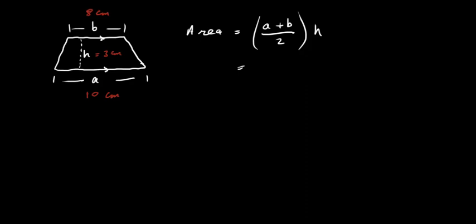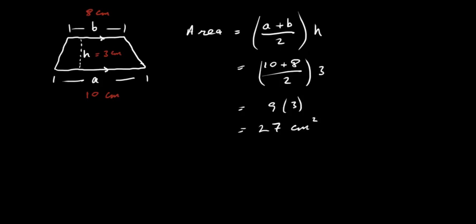So just stick those numbers into our formula here. We've got 10 plus 8 divided by 2. And then we want to multiply all that by 3. So that would just be 18 divided by 2, which is 9. We want to multiply that by 3. So 3 9s, 27 centimeters squared. So that would be the area of this trapezium here. The perimeter, again, you just walk around the edges. So it's going to be 10 centimeters plus whatever this is, plus 8 centimeters plus whatever this is here. And that would be so many centimeters because it's a length.